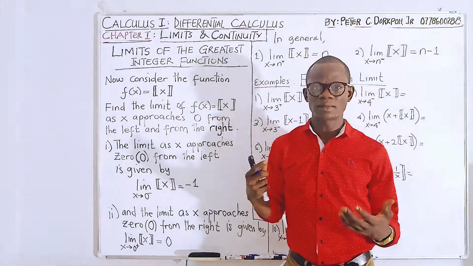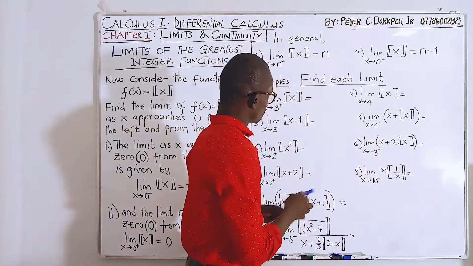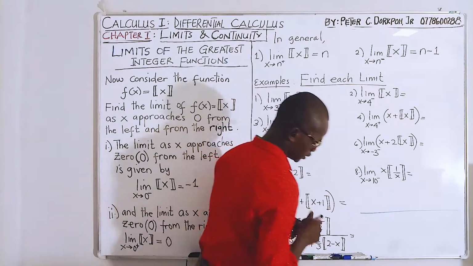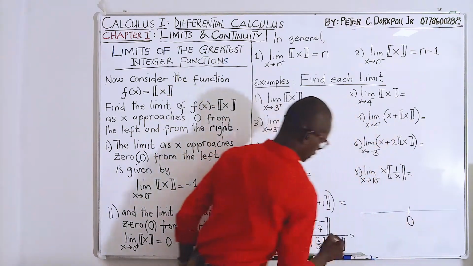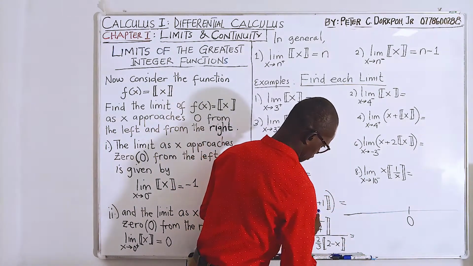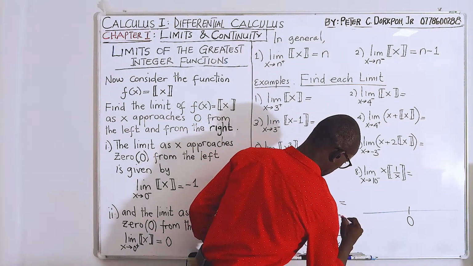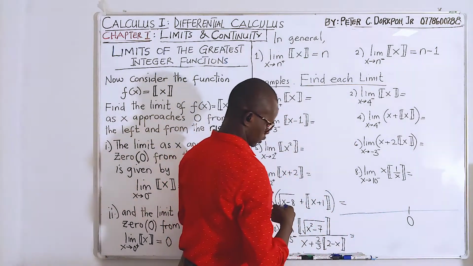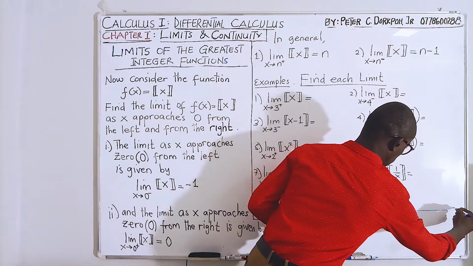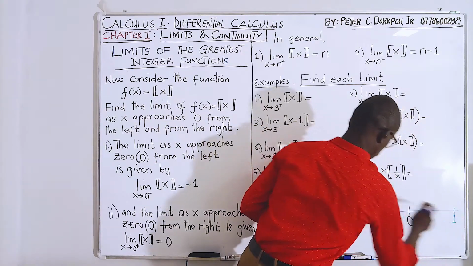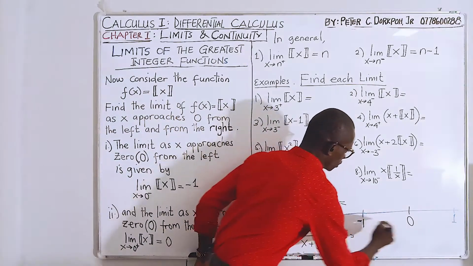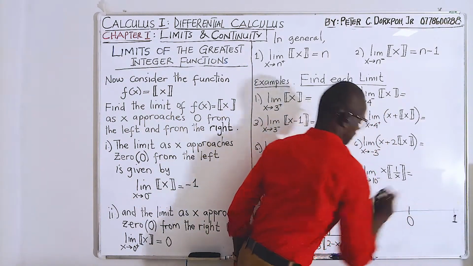Now, when x is approaching 0, this is our number line. This is 0, this side is 1, and this side is minus 1, and then positive 1.